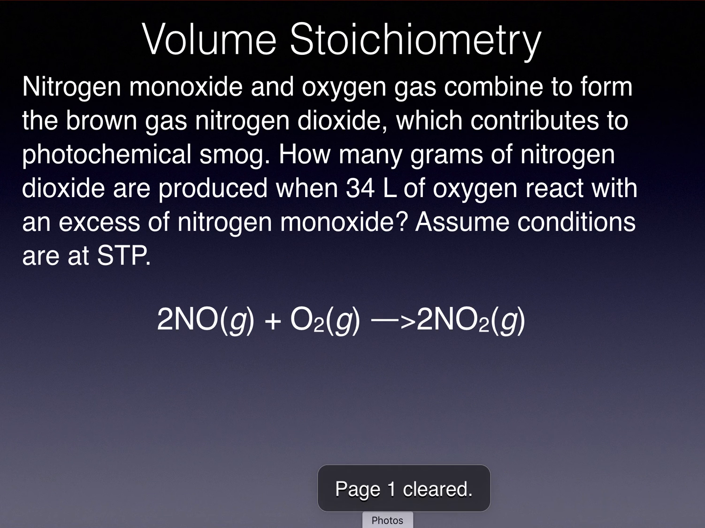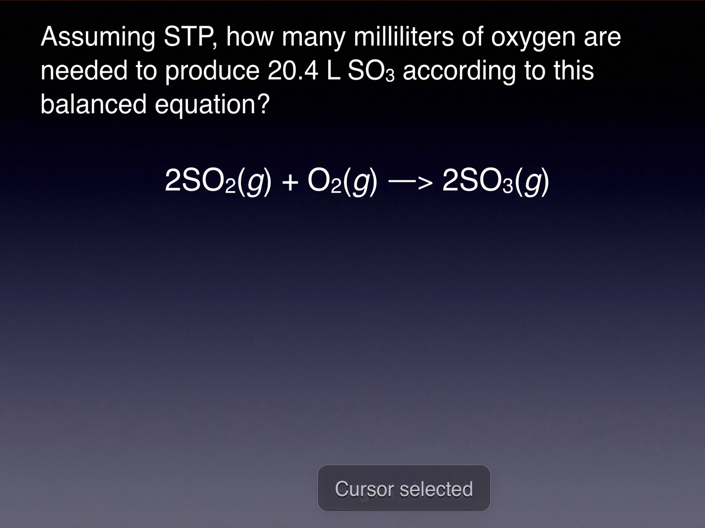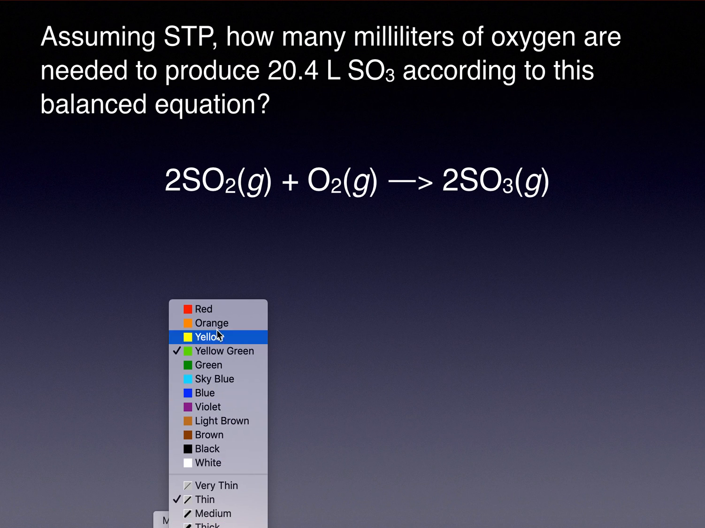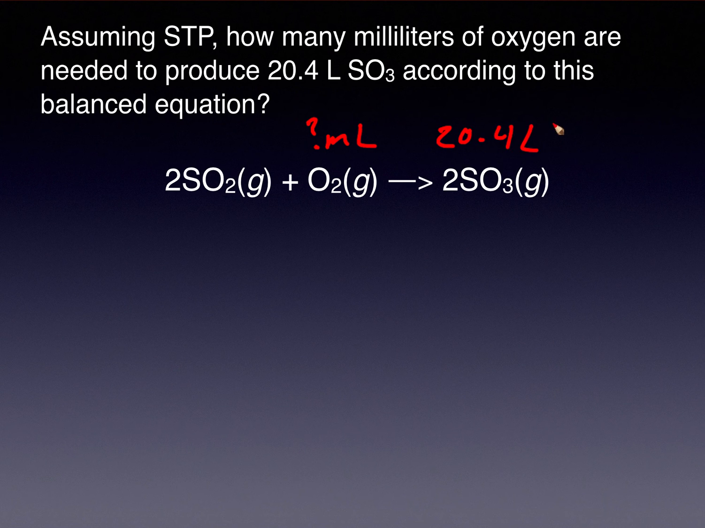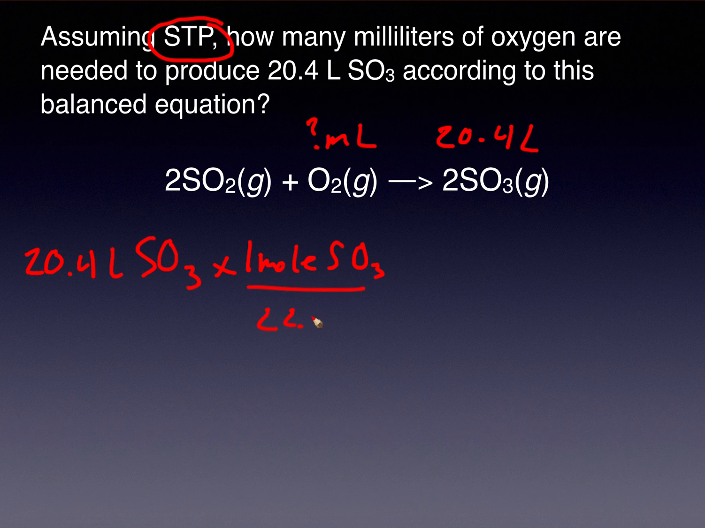Okay, so two more examples we have here. So it says, assuming STP, how many milliliters of oxygen are needed to produce 20.4 liters of SO3 according to this balanced equation, right? Key thing here, STP. So we have 20.4 liters of SO3 times 1 mole SO3 all over 22.4 liters of SO3.